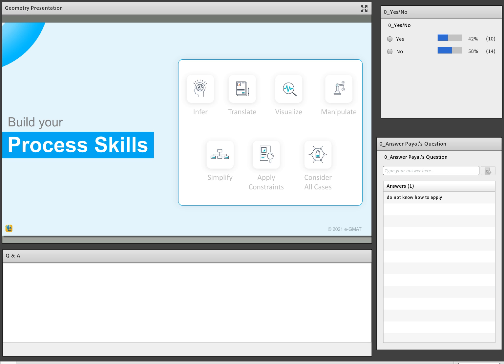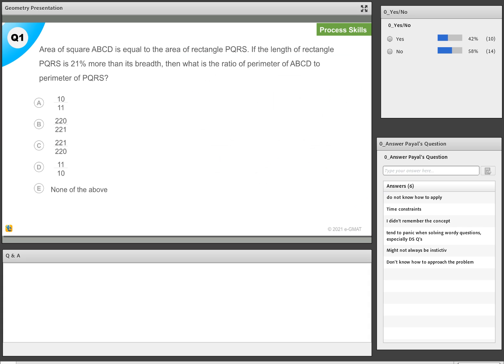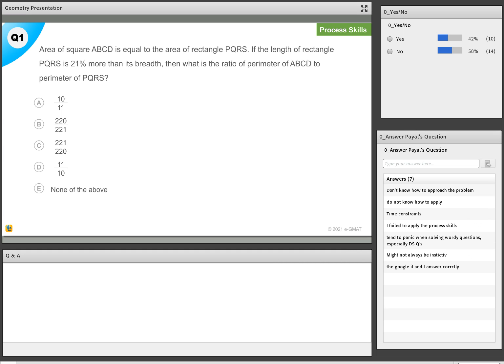Don't know how to apply. Okay. Don't know how to approach the problem. Okay, sounds good. All right, let's try to change that. Time constraints, tend to panic when solving wordy questions, especially data sufficiency. Might not always be instinctive. Okay, didn't remember the concept. Okay, sounds good. All right, so let's solve this question, and then we'll see how you should build your ability to apply the process skills.